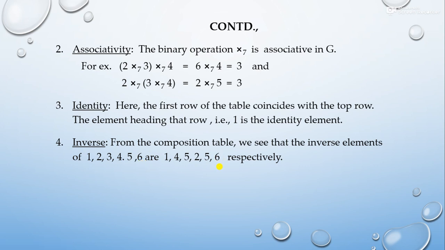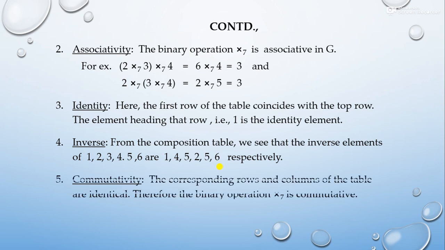So now all these properties hold. It means that our G is a group under the multiplication modulo 7. If it holds the commutative property, you can check when you see your table that the corresponding rows and columns of the table are identical. It means that this holds the commutative property. So we can say that our G set under the multiplication modulo 7 is an abelian group.